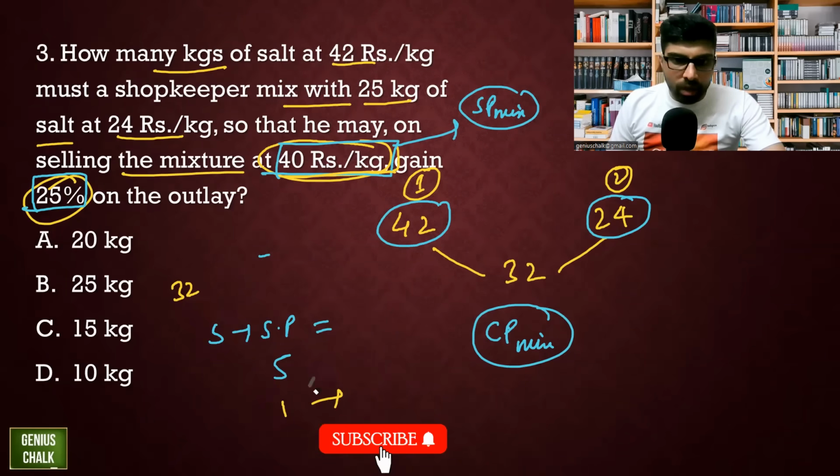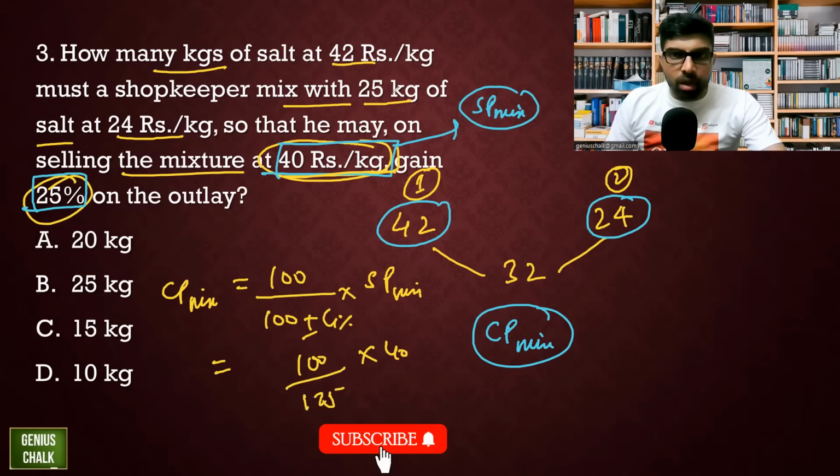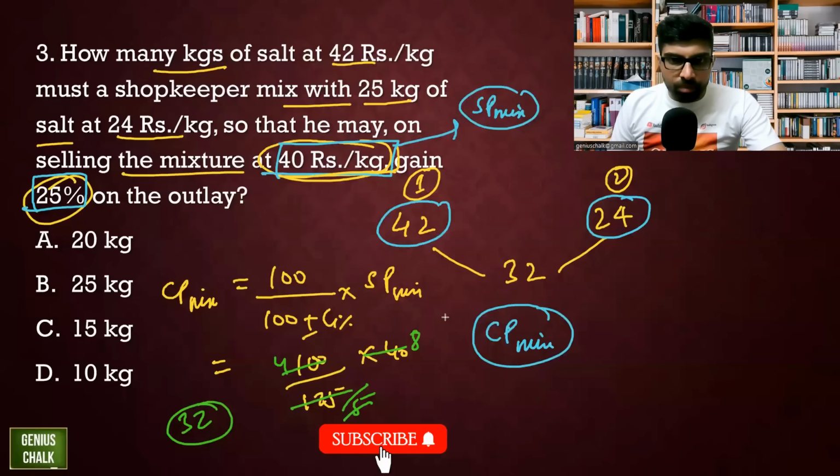I have given you another way, in terms of a formula, to find the value. We know that the cost price of mixture always equals 100 by (100 plus or minus gain percent) times the selling price of mixture. Here the selling price of mixture is 40, and it is going to be 100 by 125. After cancellation, this is 5, this is 4, 5 8s are 40, 8 4s are 32. So using this formula as well as the direct percentage way, we can get this answer.